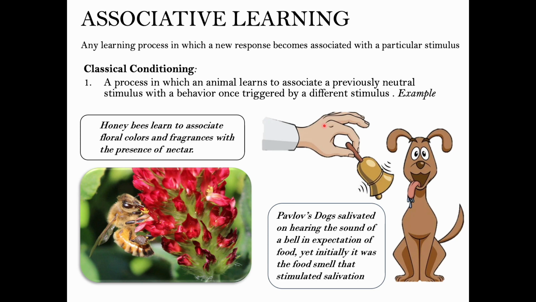That is classical conditioning. Another example is honeybees learn to associate floral colors with fragrances and fragrances with the presence of nectar. In other words, every time they see a bright color and smell a good scent, they know that is a flower that has nectar. That is classical conditioning. The color of flowers is meaningless. Nectar is a meaningful stimulus. However, they are combining color and nectar to give the response of the bee coming to the flower.